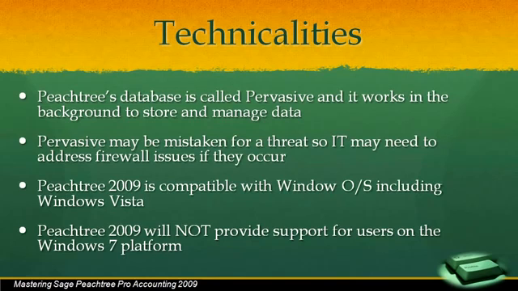Next is that Peachtree 2009 is compatible with Windows operating systems, including Windows Vista. And that's always a good thing. So I wanted to mention that Peachtree 2009 will not provide support for users on the Windows 7 platform. Now that does not mean that it's not going to be compatible. What it means is, at the moment, the makers of Peachtree are saying that they're not necessarily going to support those issues on Windows 7. By the time you view this course, they may have changed that. So of course, go to your technical support site or talk to your IT people if you're having some issues and you're on a Windows 7 platform.